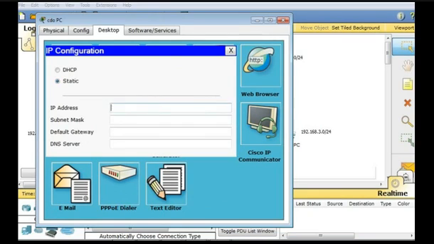The IP address is 192.168.1.2. Subnet mask 255.255.255.0. Default gateway 192.168.1.1.